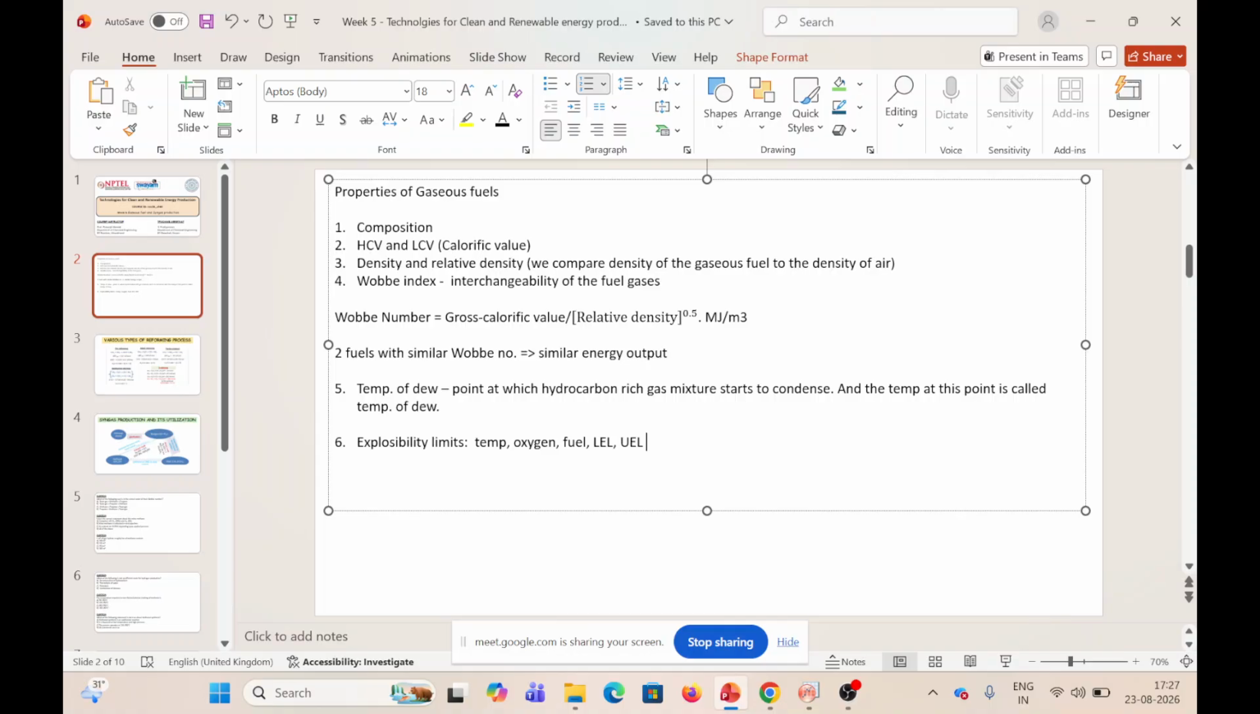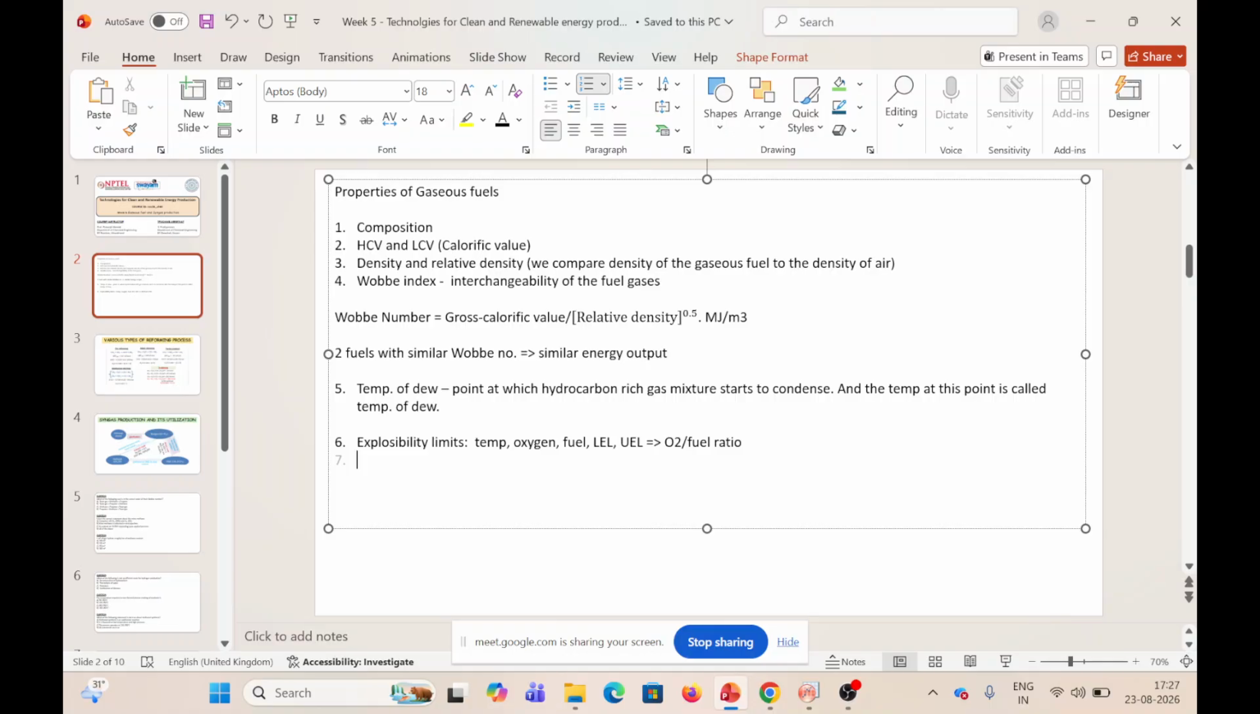So that particular parameter is characterized as explosibility limits, and it exists between these two ranges, LEL and UEL, lower explosibility limit and upper explosibility limit. So this limit is typically characterized by the oxygen to the fuel ratio, or it's usually set by the oxygen to the fuel ratio.